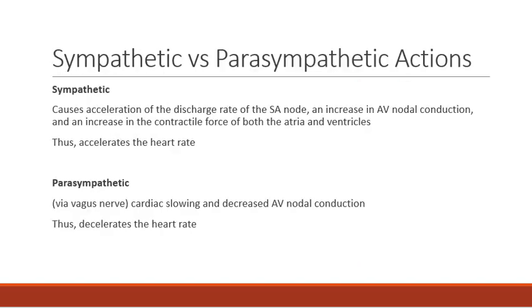So, sympathetic action causes acceleration of the discharge rate of the SA node, an increase in AV nodal conduction, and an increase in the contractile force of both the atria and ventricles. Thus, it accelerates the heart rate. The parasympathetic, via the vagus nerve, causes cardiac slowing and decreased AV nodal conduction, thus decelerating the heart rate. And that is the end of this screencast.